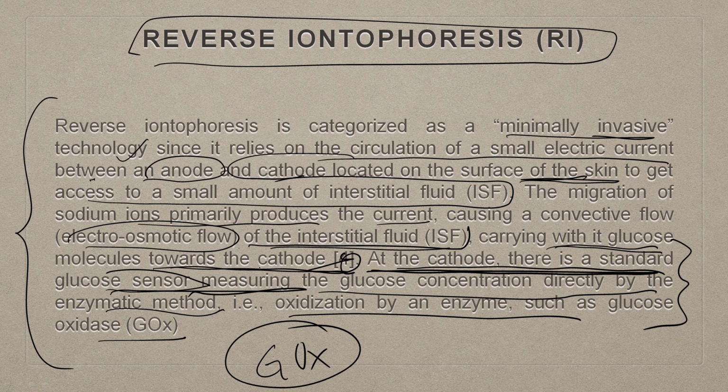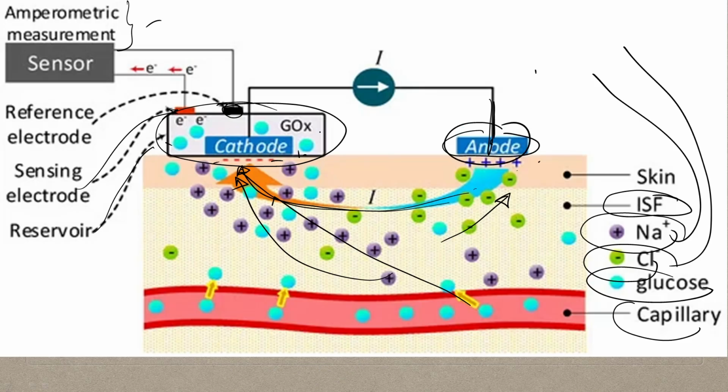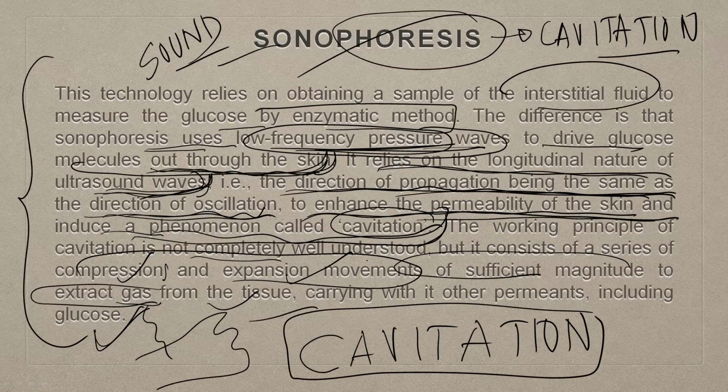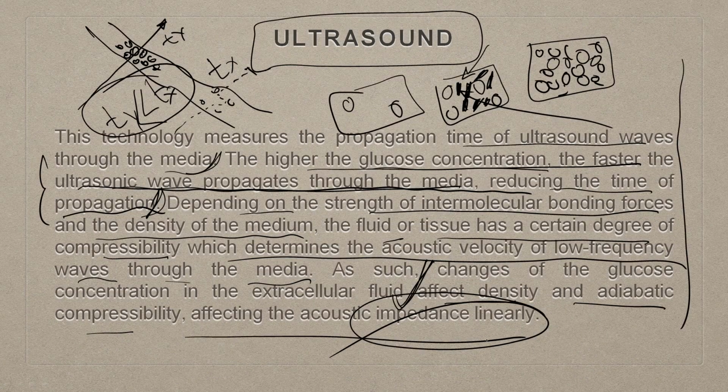So again, to revise, this is reverse iontophoresis we talked about, where you are using an embedded cathode and an anode, and most of the measurements are happening at the cathode. You are injecting a current, and that leads to mobility of the sodium, the chloride and the glucose which is present. Prior to that, we talked about sonophoresis, which functions based on the theory of cavitation, a very poorly understood phenomenon. Prior to that, we talked about ultrasound, where if the amount of glucose is more in the blood, the wave will travel faster. It's a sound wave, a mechanical wave.